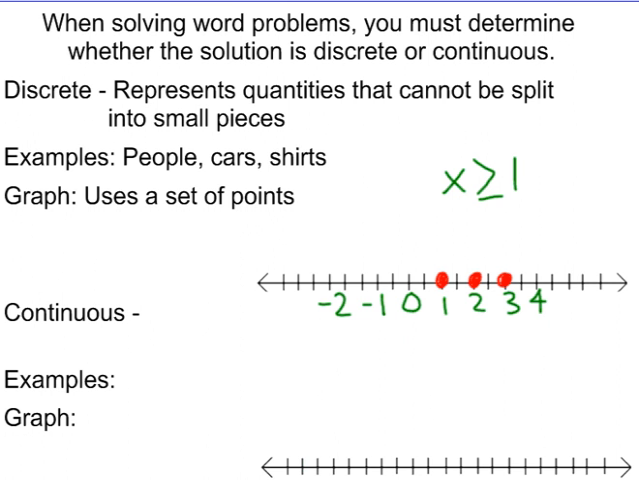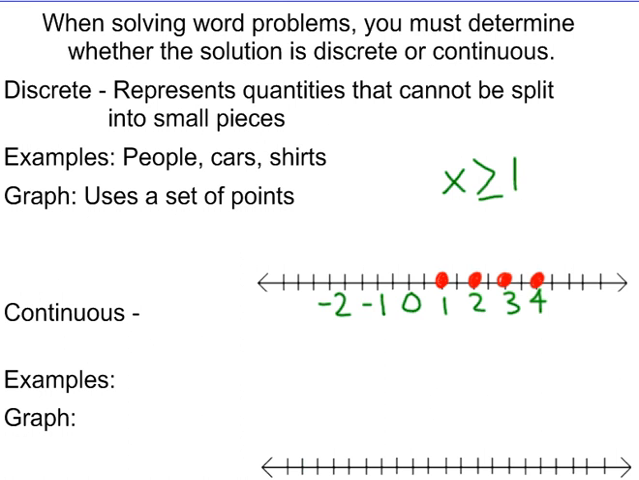So notice how this is a little bit different than using the arrow. We're just going to use the solid dots because I can't have 1.5 or 2.3 or 3 1/3. I can only have those whole numbers. So again, discrete can't be split into small pieces. It's something where your answer is represented only with specific numbers.